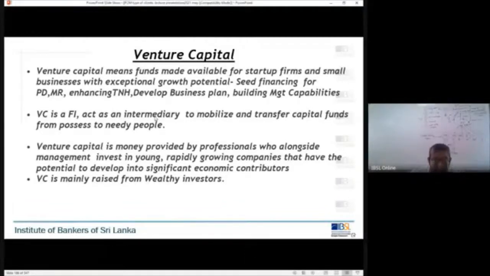So it's a venture capital sort of a thing, right? Venture capital means funds made available for people to start their businesses, right? Okay, that is what is called seed financing, to start the business.